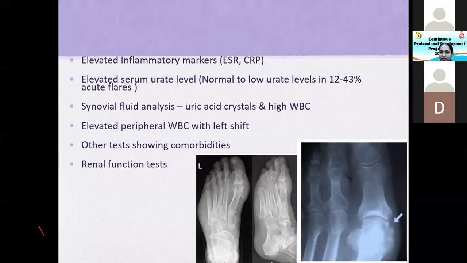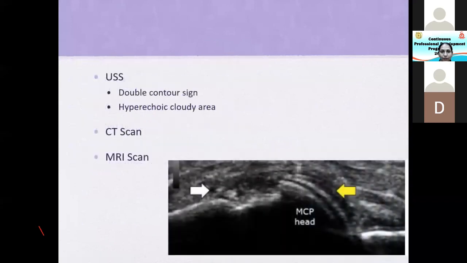I think it's the same that is shown here. The X-rays show destructive arthritis here. We see that the erosions are away from the joint line, punched out erosions. Ultrasound scan is another very important and good investigation that can be used to identify crystal deposition or gout.